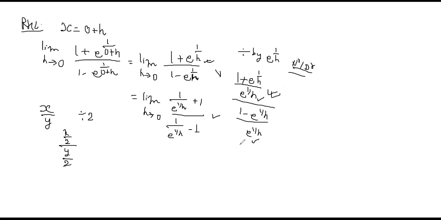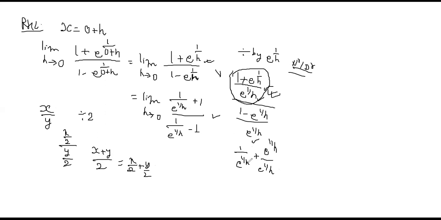Now separate: 1 by e raised to power 1 by h plus e raised to power 1 by h upon e raised to power 1 by h. Any problem? If you take (x plus y) by 2, you can write x by 2 plus y by 2. So here you can write it separately, 1 by e raised to power 1 by h plus 1. Got it? Okay.